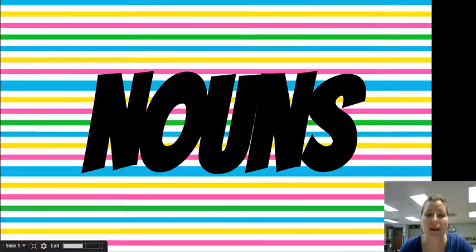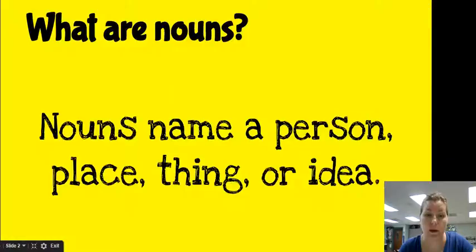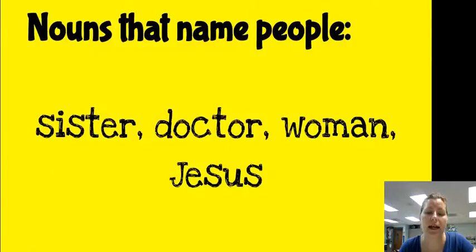Going to talk about nouns. And we're going to talk about how to label them as well. What are nouns? Nouns name a person, place, thing, or idea. Nouns that name people. Some examples are sister, doctor, woman, Jesus.